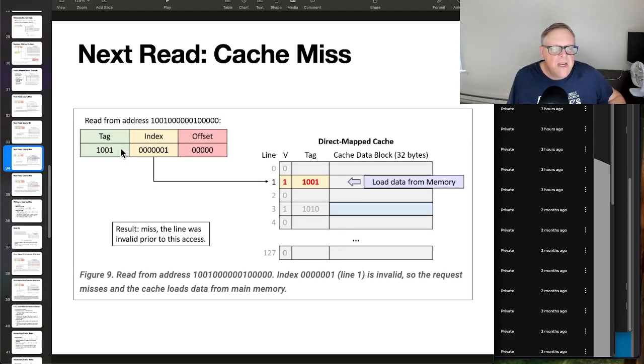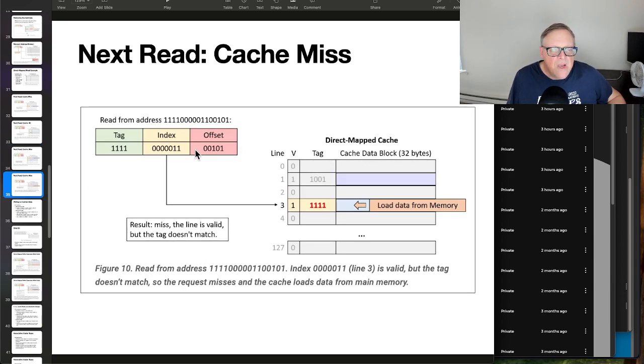Then when you try to read here with a different tag, 1001, and an index, then you're going to have to load this stripe, this line, because you never used it yet. So this is going to be the same as before. It's going to find no valid data in there, so it's going to fetch the data and load it up.